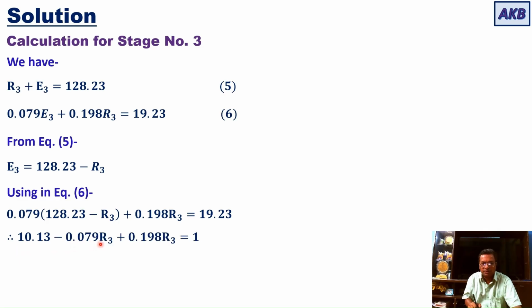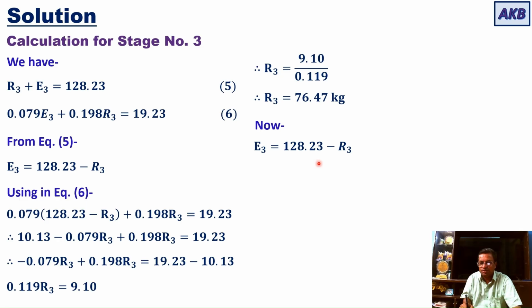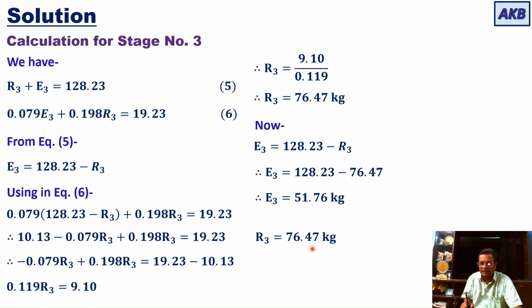That is 10.13 minus 0.079 R3 plus 0.198 R3, that is equal to 19.23. That is minus 0.079 R3 plus 0.198 R3 is equal to 19.23 minus 10.13. That is 0.119 R3 is equal to 9.10. That is R3 is equal to 9.10 divided by 0.119. Therefore R3 will be equal to 76.47 kg. Now E3 is 128.23 minus R3. That is E3 is equal to 128.23 minus 76.47. That is E3 is equal to 51.76. So I get R3 as 76.47 kg and E3 as 51.76 kg. So that ends my calculations for stage number 3.